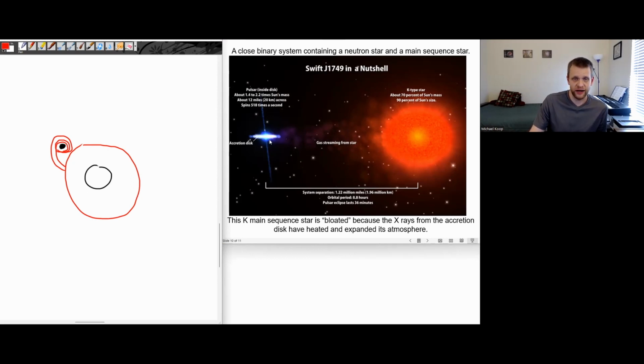strong X-rays that are actually being given off by this accretion disk, those high energy sources of light actually cause the outer layers of this star to puff up in their own right. So there's actually some interaction between these two stars. They're not going to be just acting and evolving in complete isolation from each other.